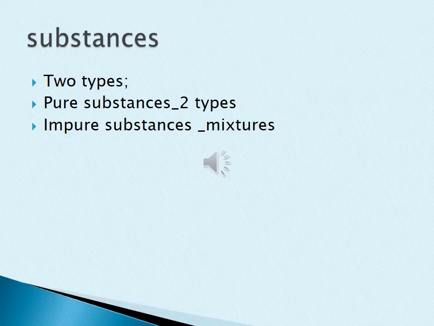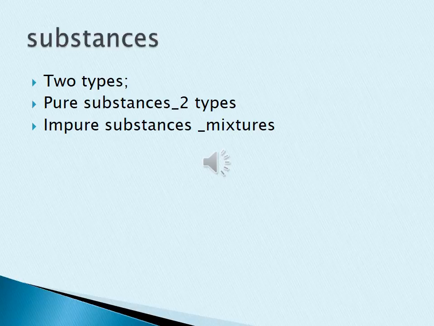Listen, first of all, we study elements. An element is a pure substance made up of only one type of atom, that is, one kind of atom. Next, compounds. A compound is a pure substance made up of 2 or more kinds of atoms.